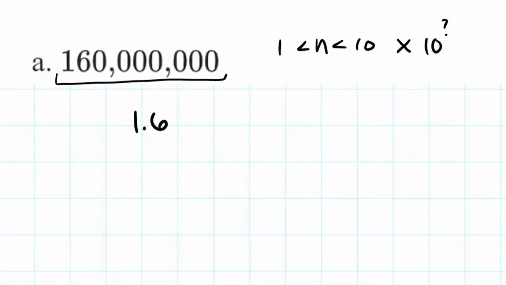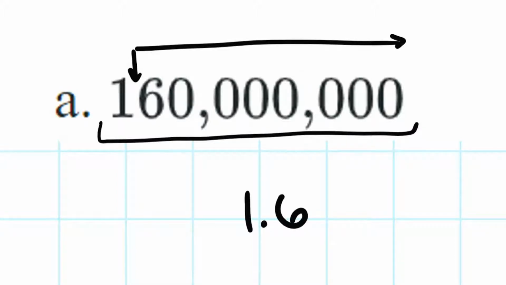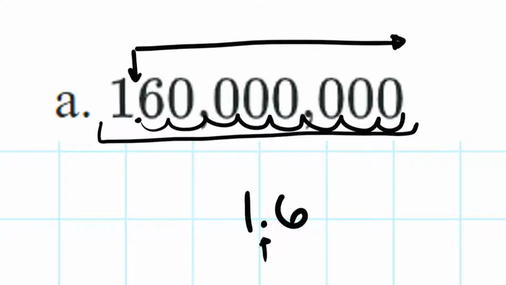In order for 1.6 to be this large number, I'm going to have to multiply it by many values of 10. And what's nice about a base 10 number system is every single time I multiply by 10, the decimal gets pushed this direction once. So I've placed the value at this particular spot. If I multiply it by 1, 2, 3, 4, 5, 6, 7, 8 values of 10, I'm going to get back to that number that I started at.